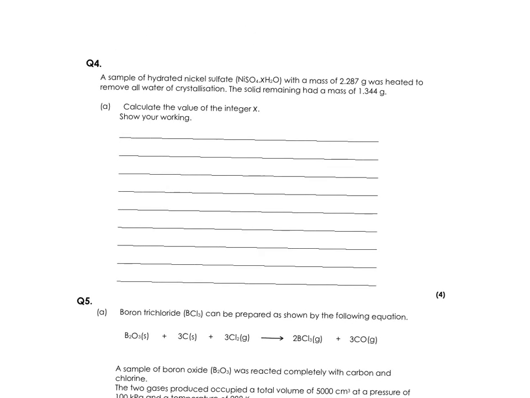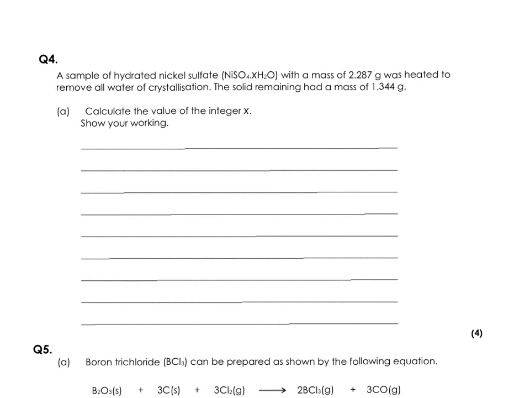Okay, we're going to start with the top question here. So this is a water of crystallization question. It gives us a mass of the nickel sulfate with the water surrounding it, and it's heated to remove all the water of crystallization. It tells you that the solid remaining has this mass here.